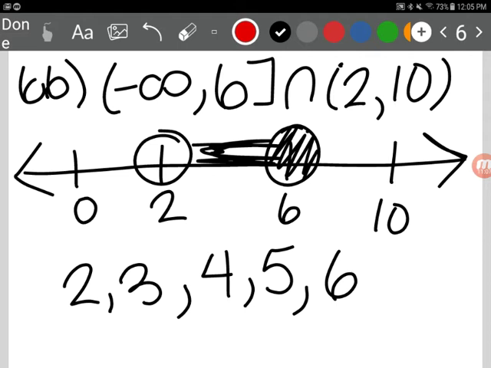Okay, so that is it for section 1.1. Let's go on to section 1.6, which talks about complex numbers.